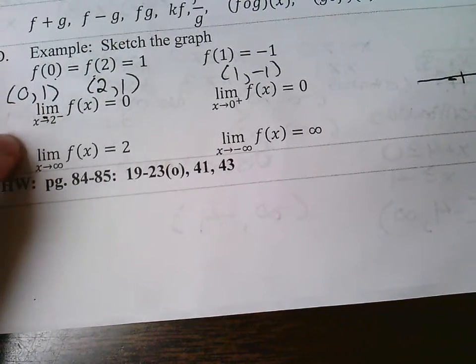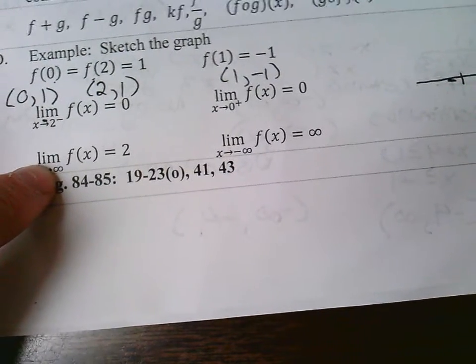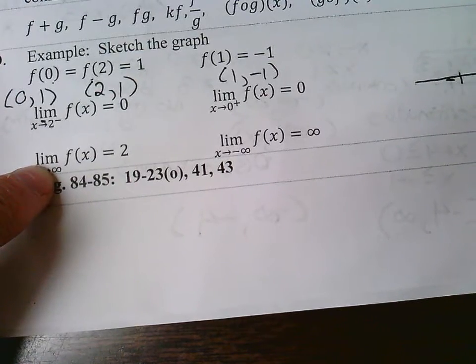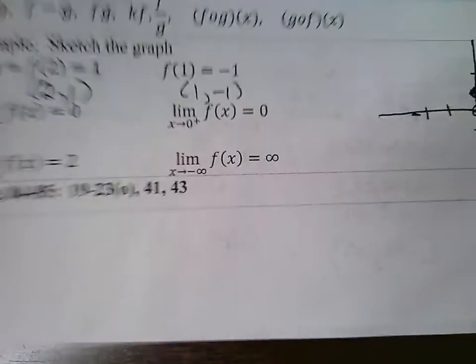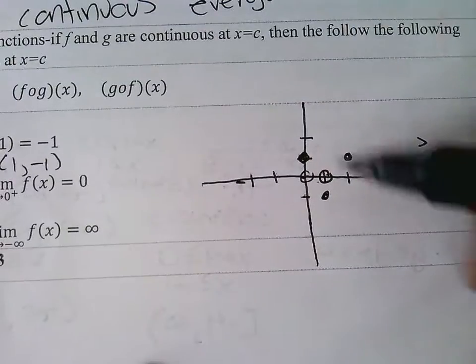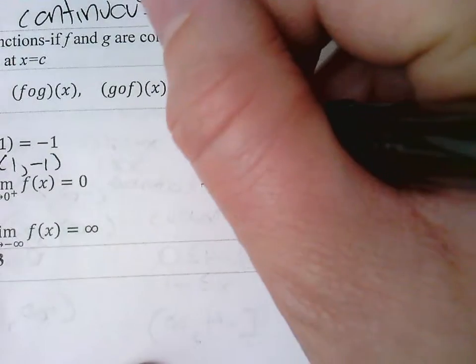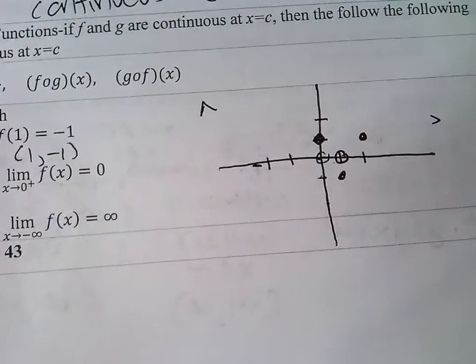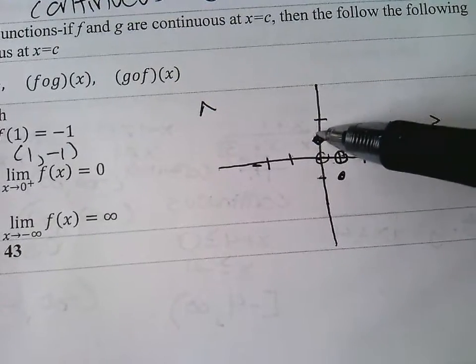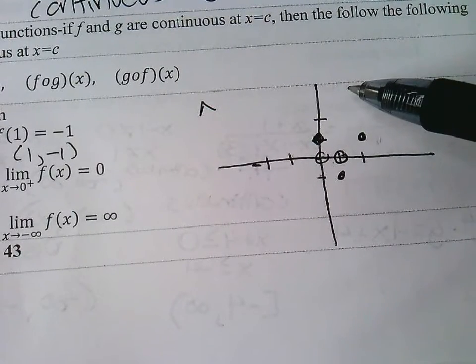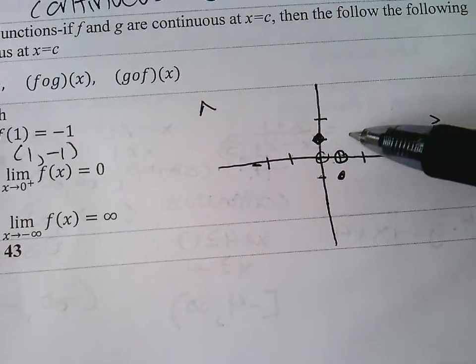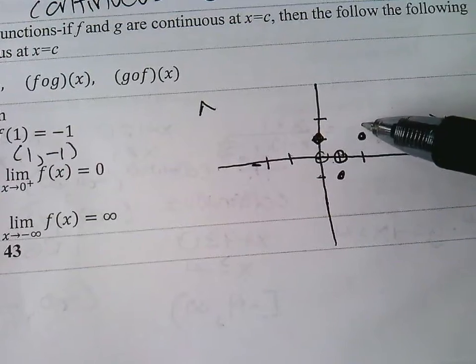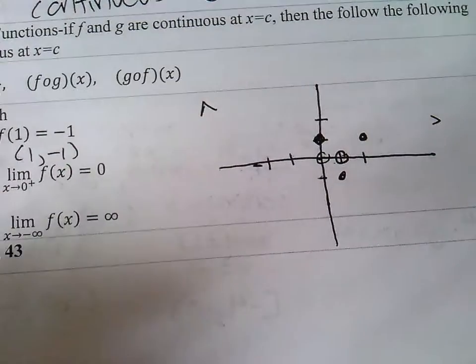The limit as x approaches positive infinity is going to go to 2. So this is 1, here's 2. The limit as x approaches negative infinity is going to be going to positive infinity. So somewhere over here. So we have a point 0, 1, 2, 1, and 1, negative 1.